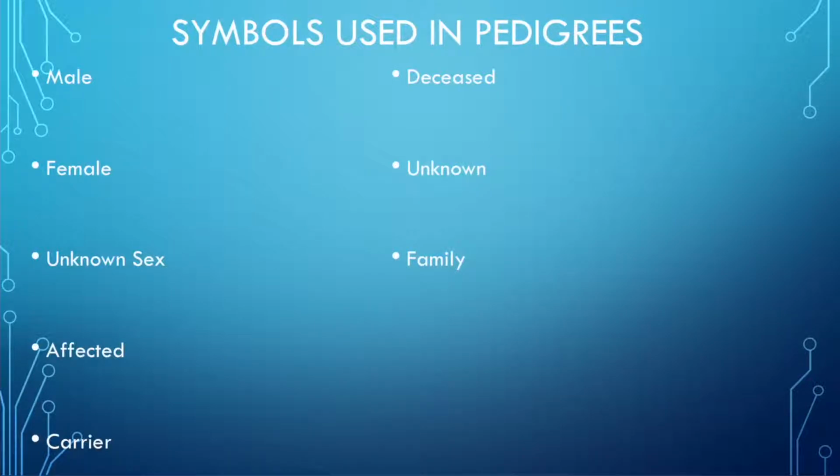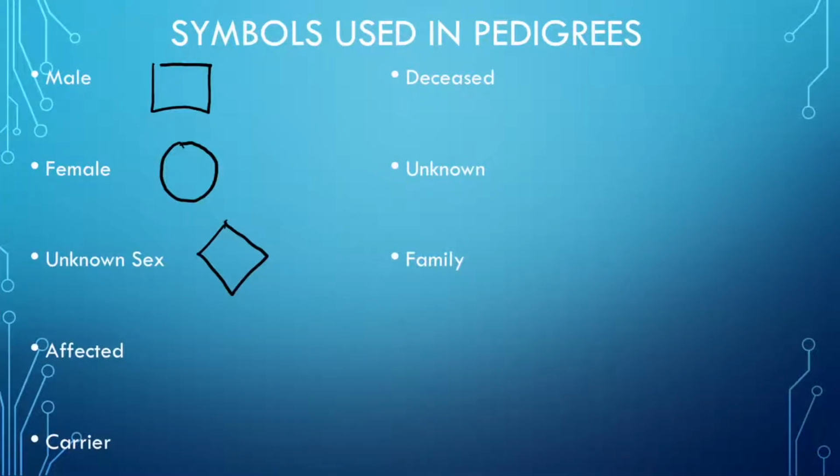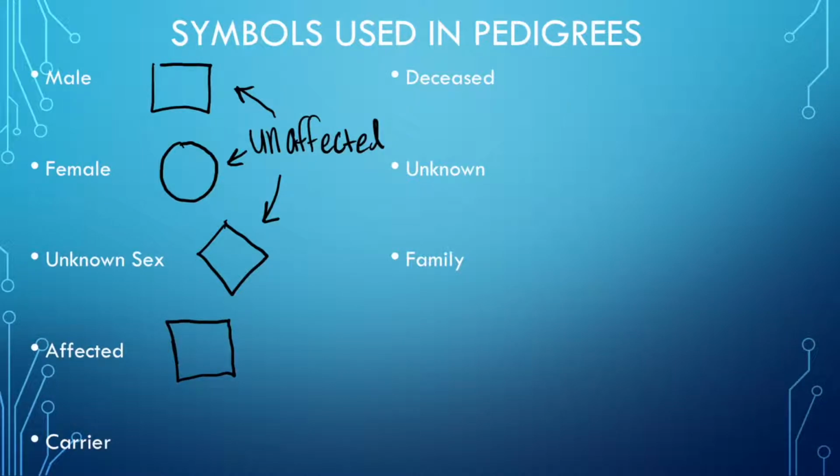A square and a circle are used to designate male and female respectively. A diamond shape can also be used in the unlikely event that the sex of a person in the pedigree is unknown. An empty square, circle, or diamond shows that the individual is not affected by the trait in question, while a fully colored symbol designates an affected individual. If the symbol displays a colored circle in the center, then the individual is a carrier who carries the recessive gene but does not display the trait.